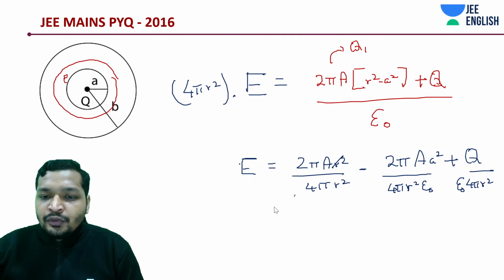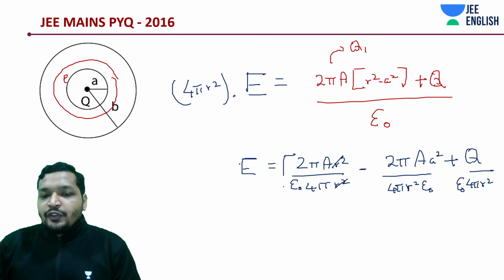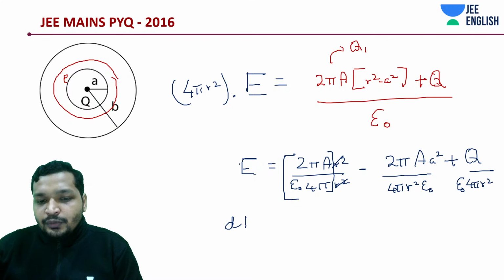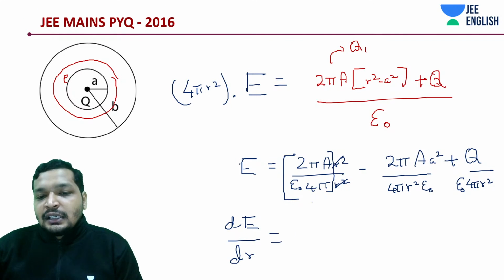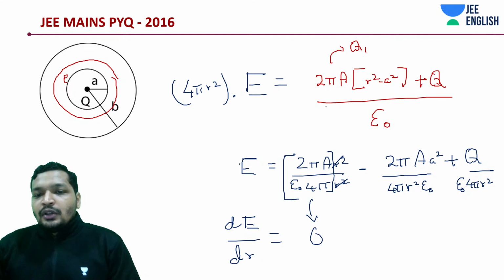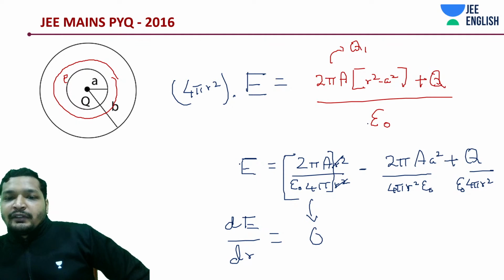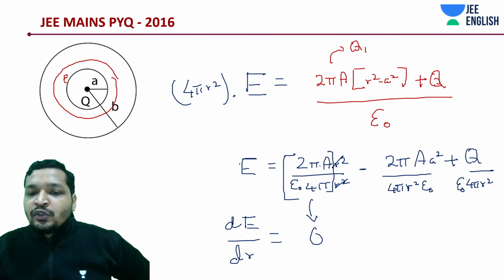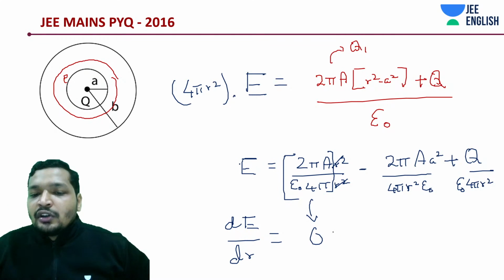One thing that we need to be cautious about is this epsilon naught, and this is a constant term, if you notice. The next thing we have to do is dE by dr is equal to 0. What is dE by dr? dE by dr, first term, this is going to be 0, since in 2 pi a r square divided by 4 pi r square into epsilon naught, only 2 pi a divided by 4 pi epsilon naught is left, which is a constant.